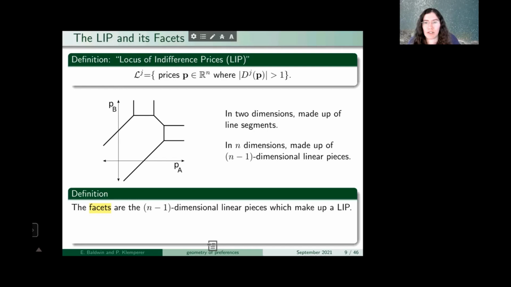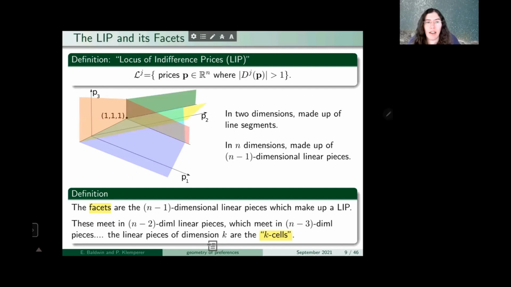In higher dimensions, see if you can believe me that this is in three-dimensional space, a collection of two-dimensional linear pieces, and those different pieces that I've drawn in different colors, those are the facets. We can think about these economically by thinking, well, there's a bundle that's demanded here, and a bundle that's demanded here, and a bundle that's demanded here. And the prices at which the agent is indifferent between A and B, for example, they comprise that facet. So we can think about facets as being prices at which there's particular bundles between which the agent is indifferent, so they have an economic meaning. But in terms of interpreting our pictures, they're just the linear bits of the highest dimension.